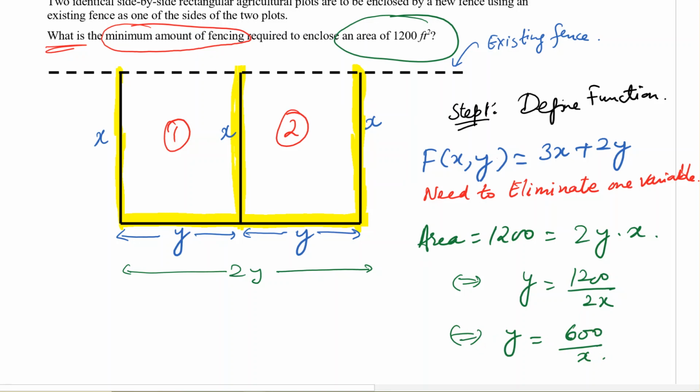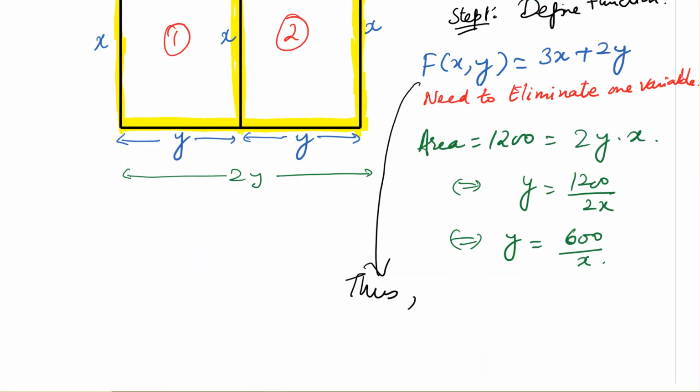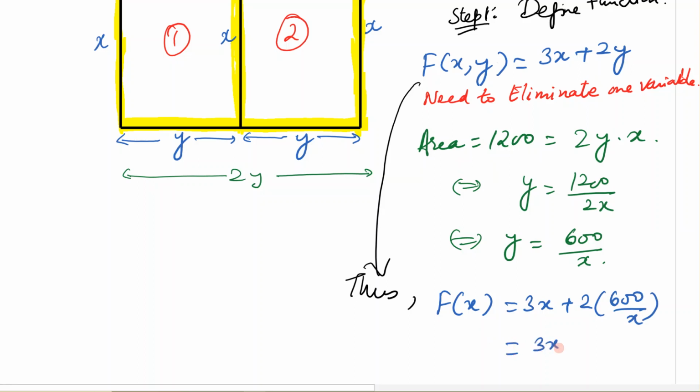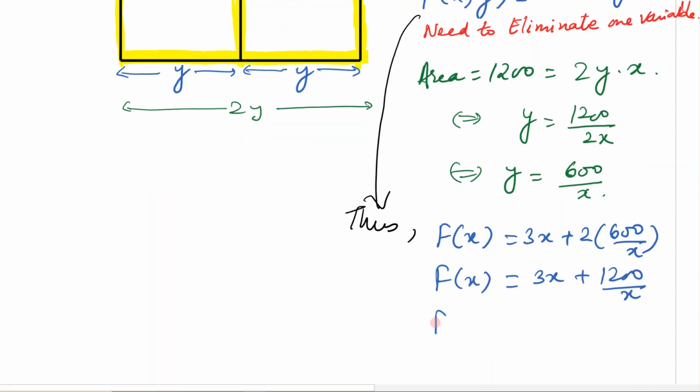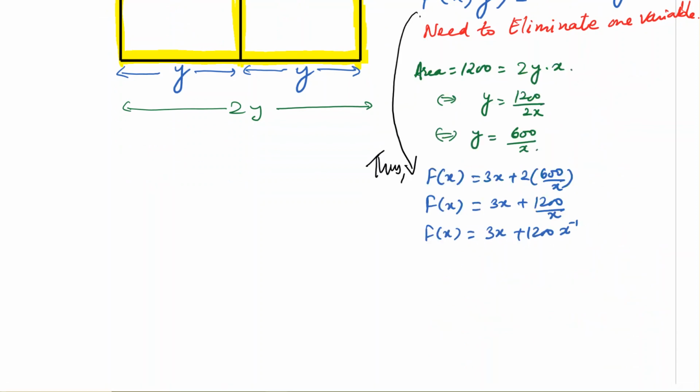Now we can use this information in our original f(x, y) and get rid of y. Thus, our function becomes only in terms of x, and we get 3x plus 2y. In place of y, we write 600 over x. So overall, we get 3x plus 1200 over x. That is our main function. Because I know I have to take the derivative, I'm just going to write this as 1200 x raised to power -1. So our goal is to minimize f(x).